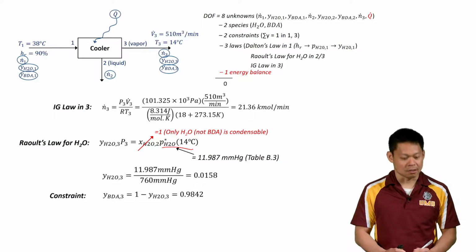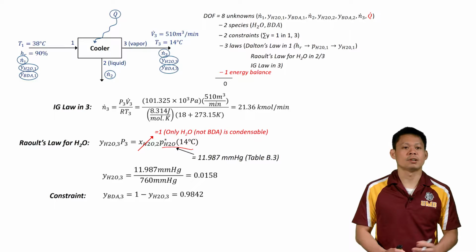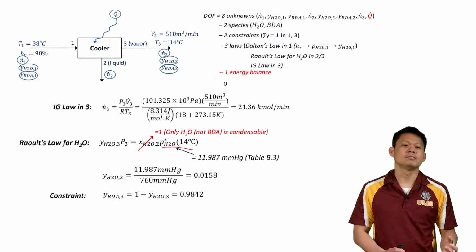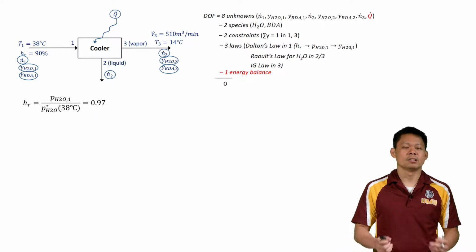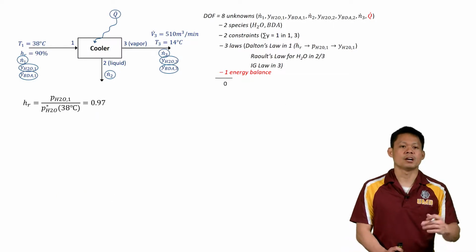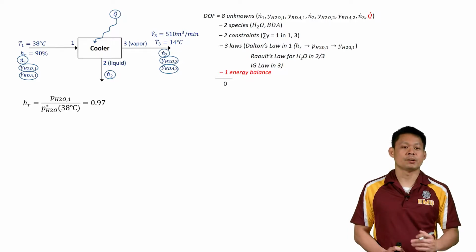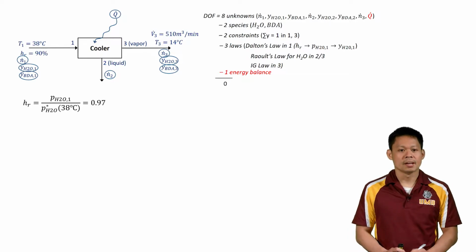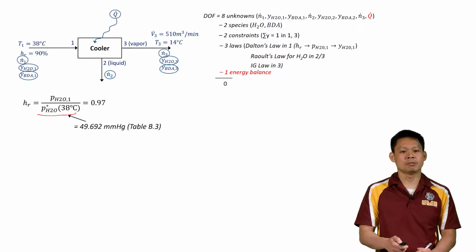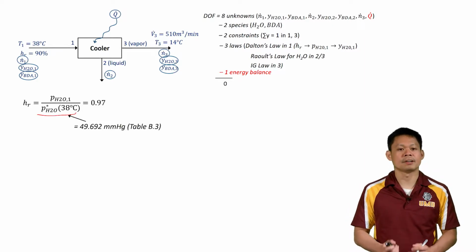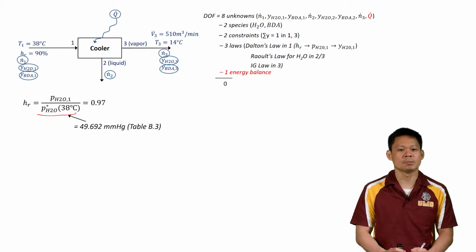Now we have Dalton's law. With Dalton's law, we're given the relative humidity. With the relative humidity, we should be able to find our partial pressure. From the partial pressure, we can find our mole fraction. So the definition of relative humidity is the partial pressure over the vapor pressure at that temperature. And we can look up the vapor pressure at 38 degrees C from table B3, and we find 49.692 millimeters of mercury.